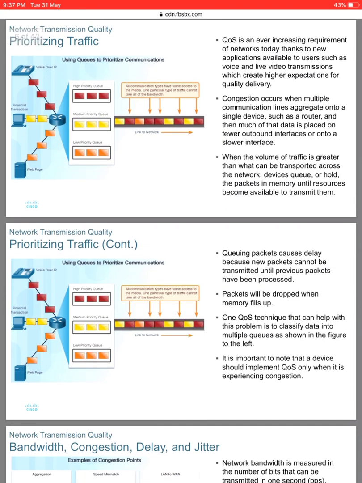So congestion occurs when multiple communication lines aggregate onto a single device such as a router, and then much of that data is placed on fewer outbound interfaces or onto a slow interface. So when the volume of traffic is greater than what can be transported across the network, devices queue, or hold, the packets in memory until resources become available to transmit them.